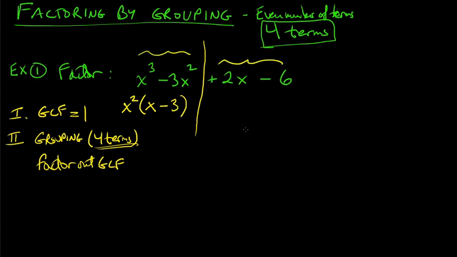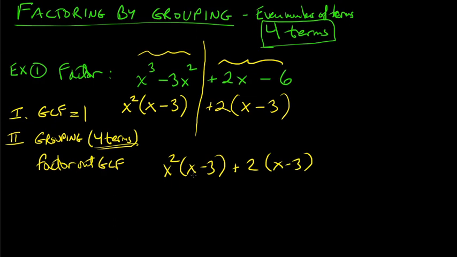Now we take care of the last 2 terms. What's the GCF out of just the 2x and the negative 6? The GCF there is just 2, say positive 2. 2x divided by 2 is x. Negative 6 divided by 2 is negative 3. Makes sense? So now look what we have. We have x squared times x minus 3 plus 2 times x minus 3.